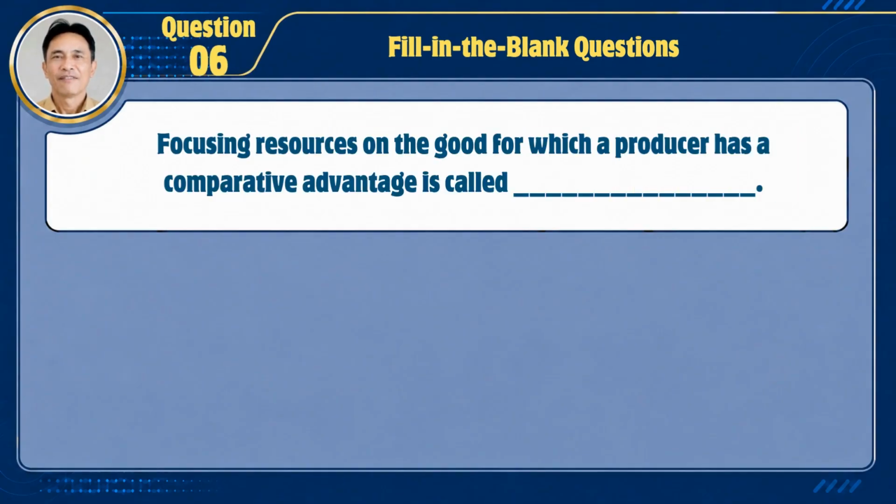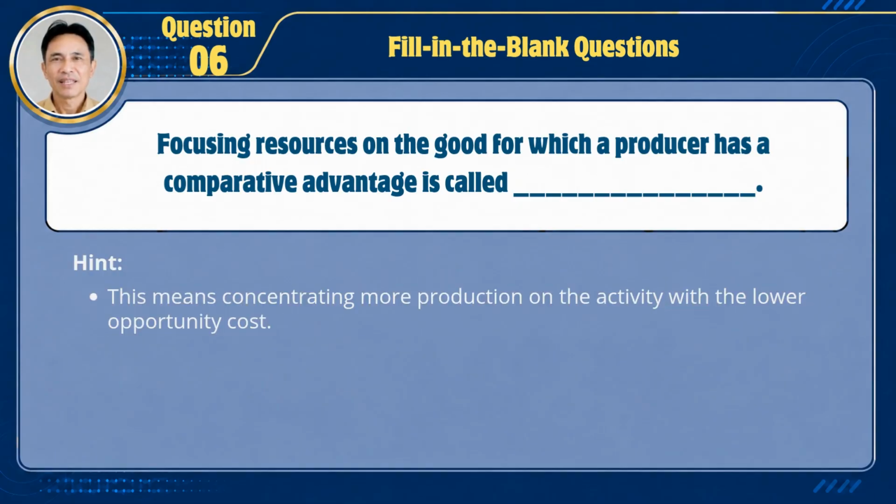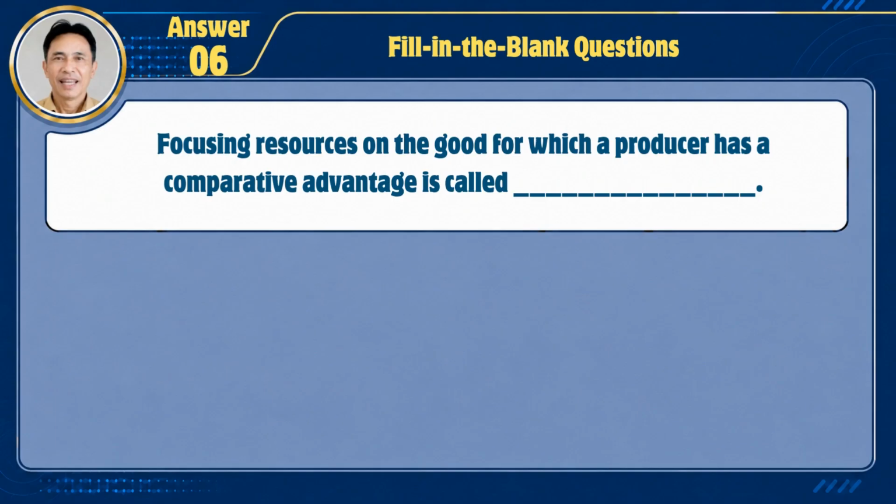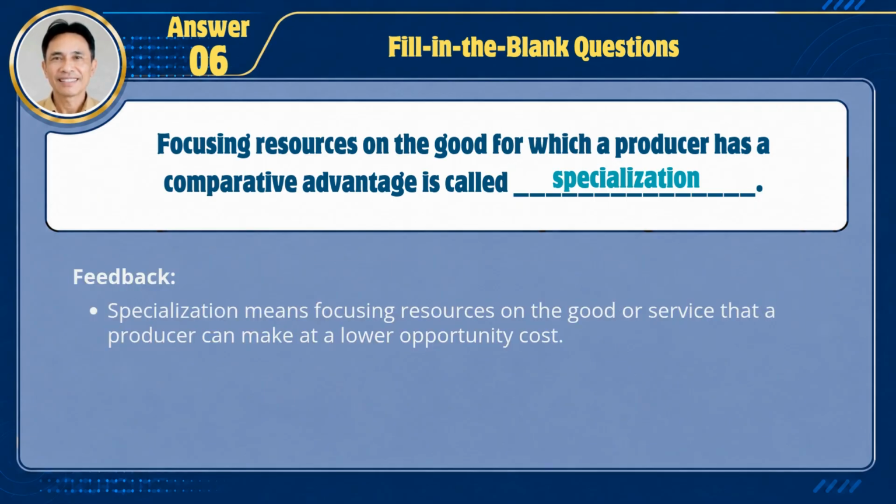Question number 6. Focusing resources on the good for which a producer has a comparative advantage is called what? Here's your hint. This means concentrating more production on the activity with the lower opportunity cost. If you said specialization, you are absolutely correct. Specialization means focusing resources on the good or service that a producer can make at a lower opportunity cost.